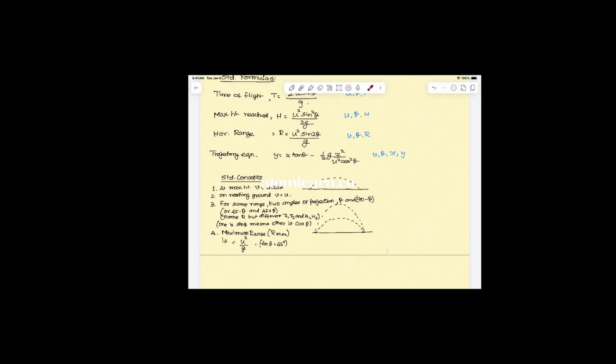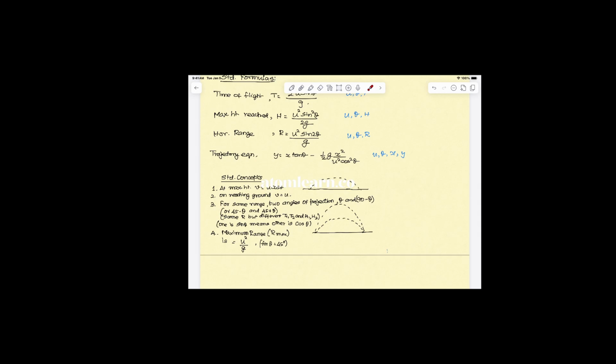Therefore, any two values of theta, whether theta or 90 minus theta, are called complementary angles. That means, let us say 30 degrees and 60 degrees, or 25 degrees and 65 degrees, both will give the same value of range R. Something like this. 65 degrees, this 25 degrees. Or 30 degrees will also give, 60 degrees also will give, whereas 45 degrees will give the longest R. So this is the concept which is involved here.